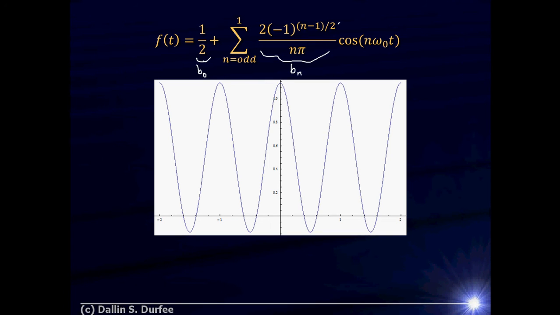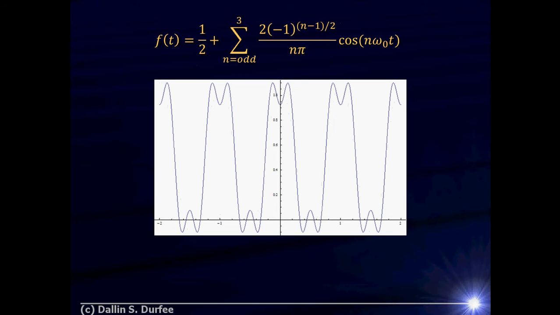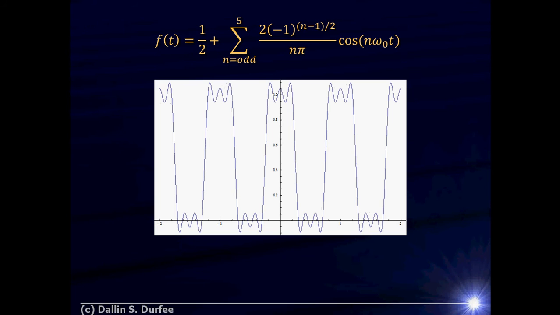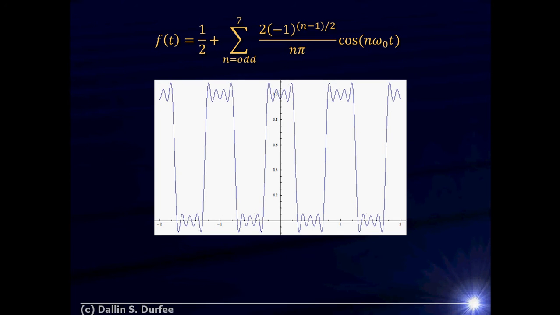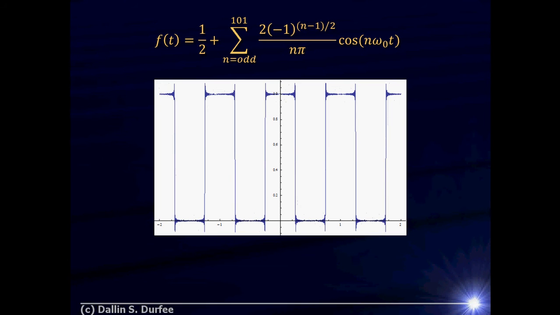If I only sum up to 1, I get a sine wave. If I sum up to 3, I only get the odd ones, so now I'm adding 2 sine waves together. If I sum up to 5, it looks like this. If I sum up to 7, it looks like this. 9 looks like this. If I sum up to 101, it's starting to look like a real square wave.